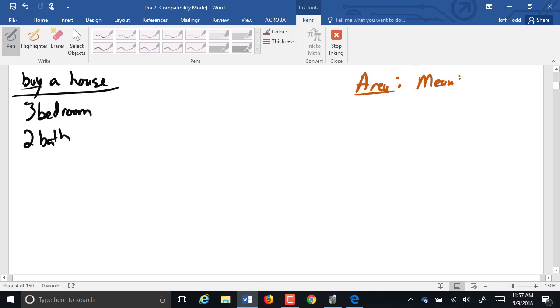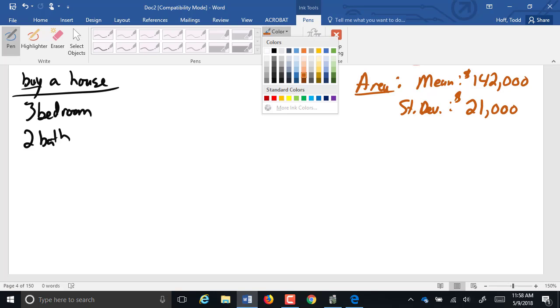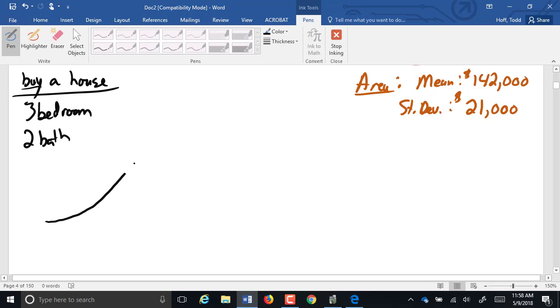The mean selling price is $142,000 with a standard deviation of, let's go, $21,000. So what does that mean? Well, we're going to draw a bell curve.